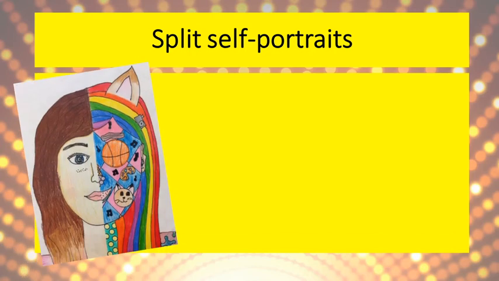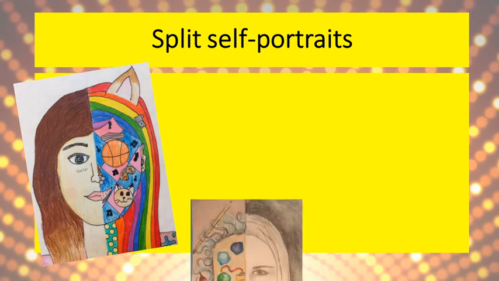So this is a split self-portrait. On the left of the picture, this girl's drawn a picture of her face, of how she sees herself. And then on the right, she's drawn a picture representing her favourite things. So you can see that she likes basketball, she likes cats, she likes art and music, and I think there's a picture of a camera there as well, so perhaps she likes photography, and there's an animal's ear, so maybe that represents a cat's ear or a different pet's ear.